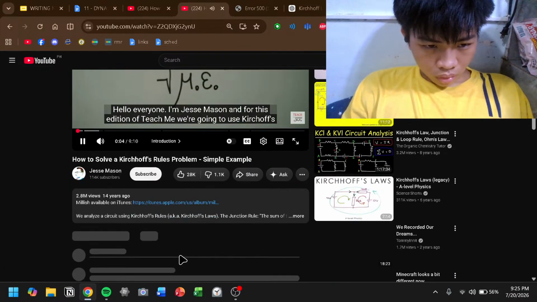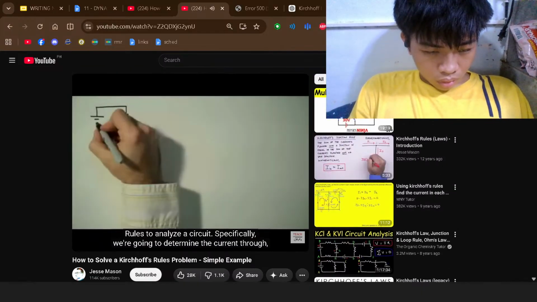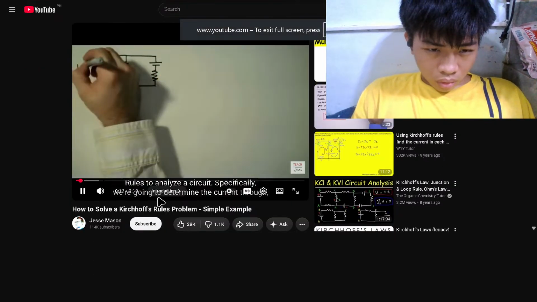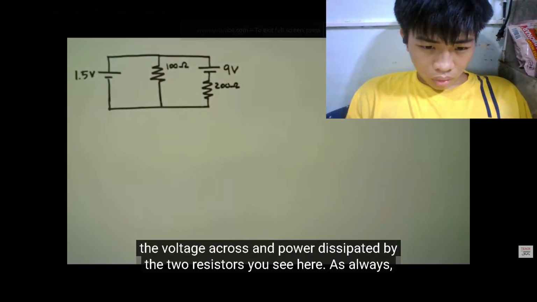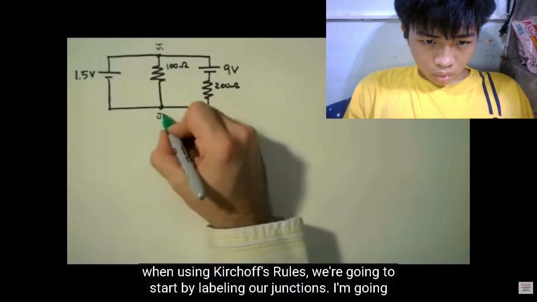Hello everyone, I'm Jesse Mason, and for this edition of Teach Me, we're going to use Kirchhoff's rules to analyze a circuit. Specifically, we're going to determine the current through, the voltage across, and the power dissipated by the 2 resistors that you see here. As always, when using Kirchhoff's rules, we're going to start by labeling our junctions. I'm going to label mine J1 and J2.